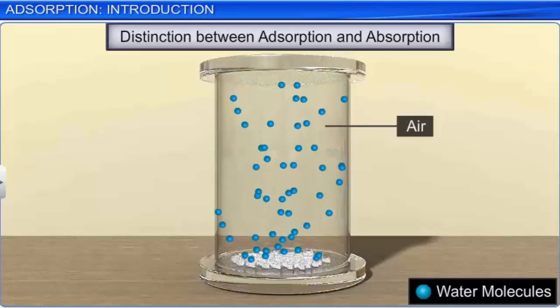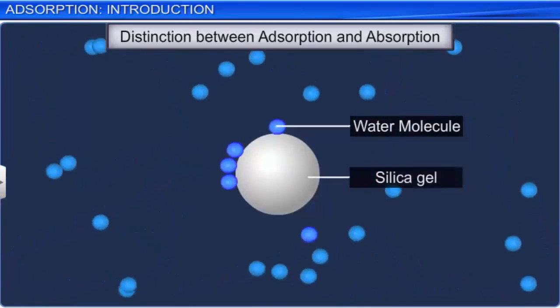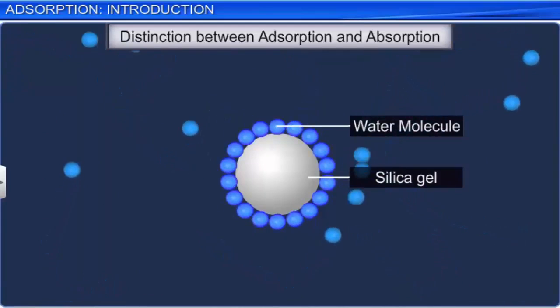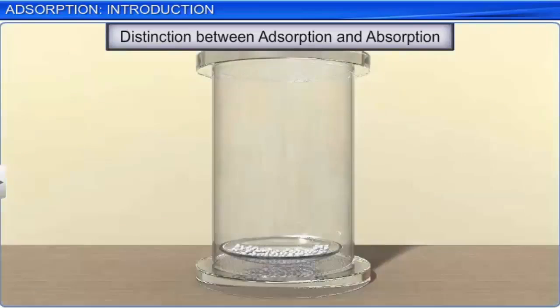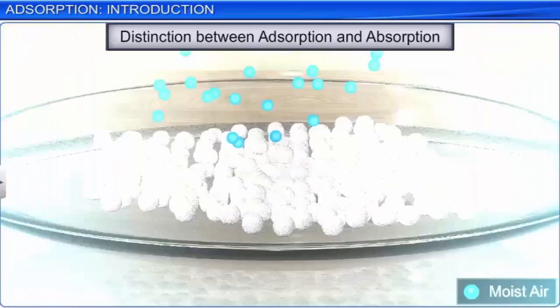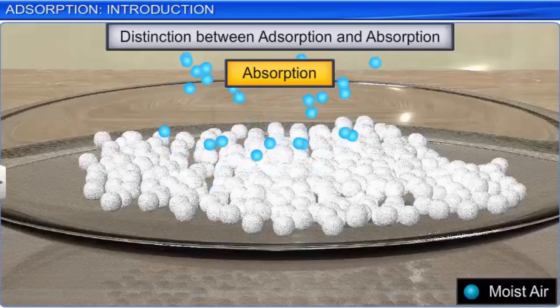Another example is the action of water vapor. Water vapor adheres to the surface of silica gel. This is an example of adsorption, since the molecules are retained on the surface of the adsorbent. However, if we place calcium chloride in a closed vessel containing water vapor, calcium chloride absorbs water vapor and forms hydrated calcium chloride. This is an example of absorption, because water passes through the solid surface of calcium chloride.